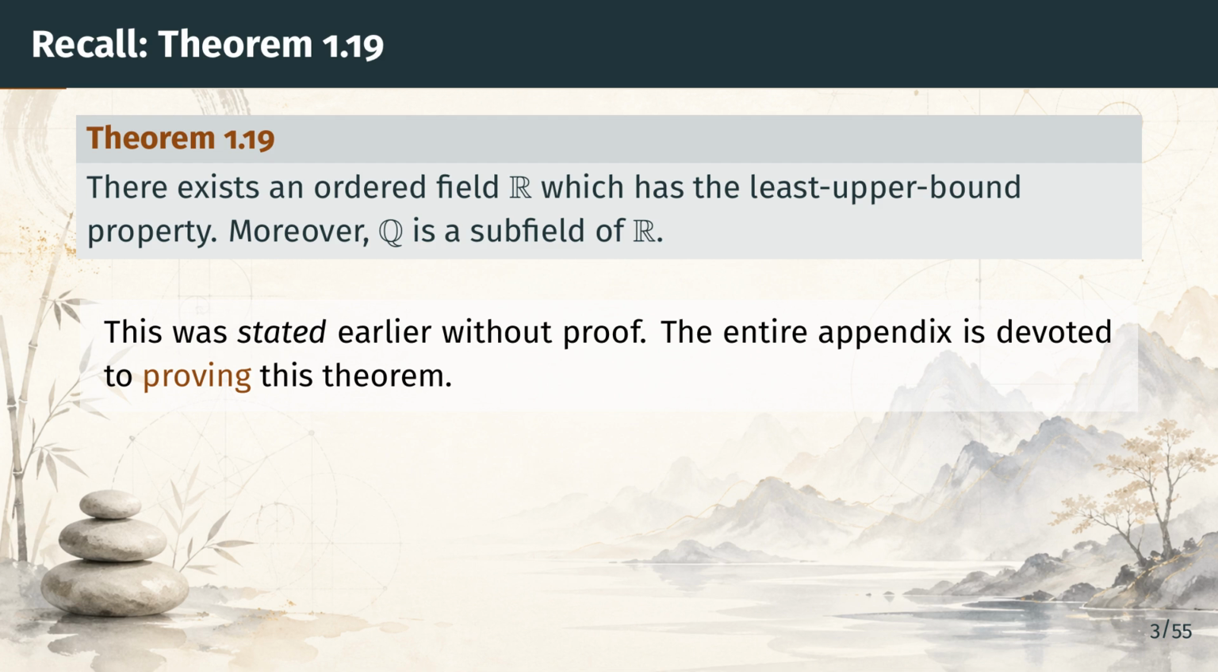Before we dive in, let's recall exactly what we are trying to prove. Theorem 1.19 makes 2 claims. First, that there exists an ordered field with the least upper bound property, and second, that the rationals sit inside it as a subfield. We accepted this on faith earlier, but now we will construct such a field explicitly.